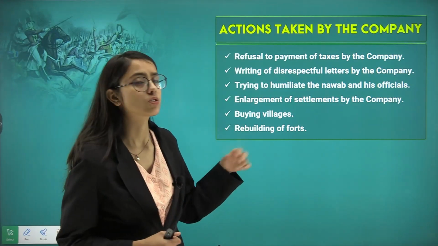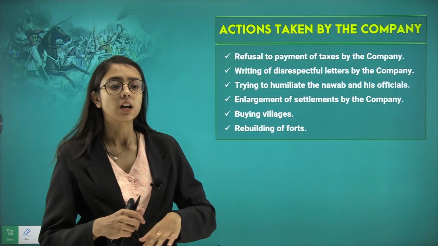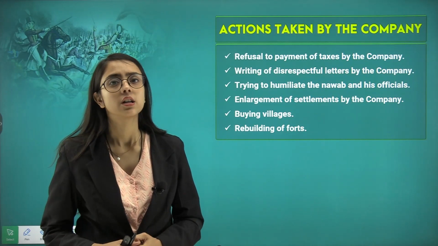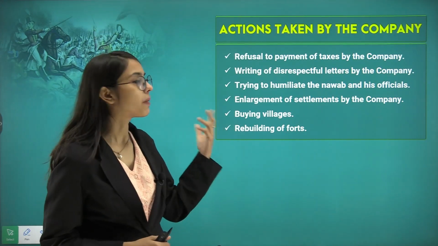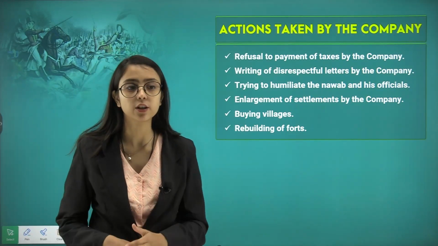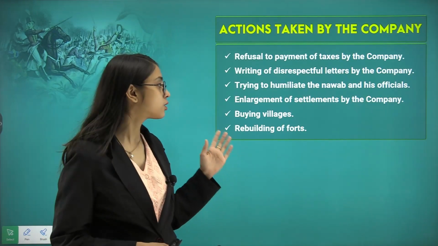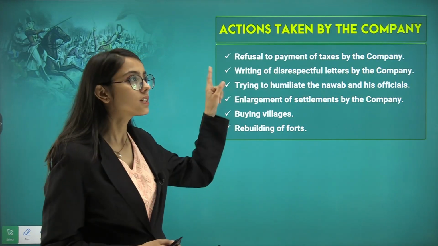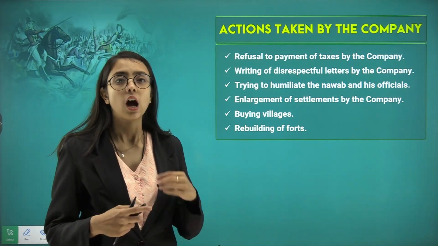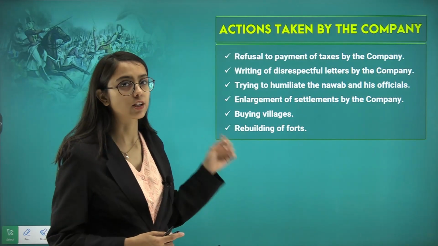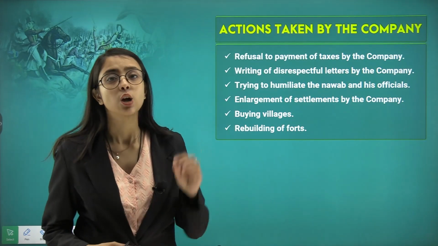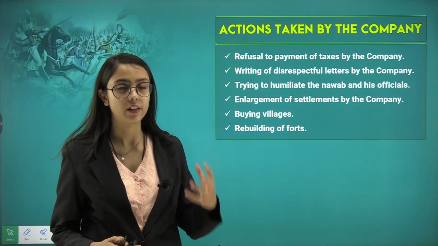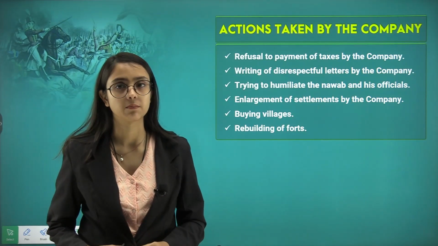Enlargement of settlements was also taking place by the company. They started to settle in areas without any prior information and permission from the Nawabs. Apart from that, they started buying villages because they had a lot of money, and they started to rebuild the forts even when it was stopped by the Nawabs. These were a few totally out of hand activities and actions taken by the company, which resulted in huge, long lasting conflicts between the native rulers, the Nawabs and the East India Company.